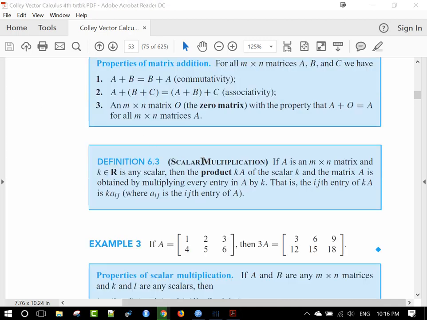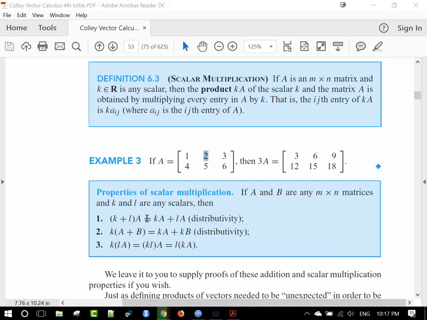And then we have scalar multiplication, which just means if you want to multiply this matrix by 3, you multiply each entry by 3. So this gets multiplied by 3 to give you 3. This gets multiplied by 3 to give you 6, and so on. Then we have properties for scalar multiplication of matrices. K plus L of A, you can do this, you can do this, you can do this.